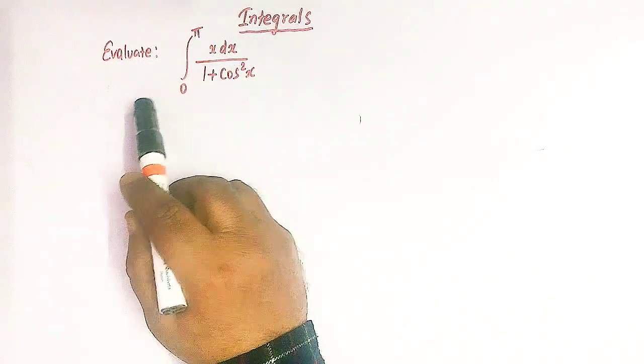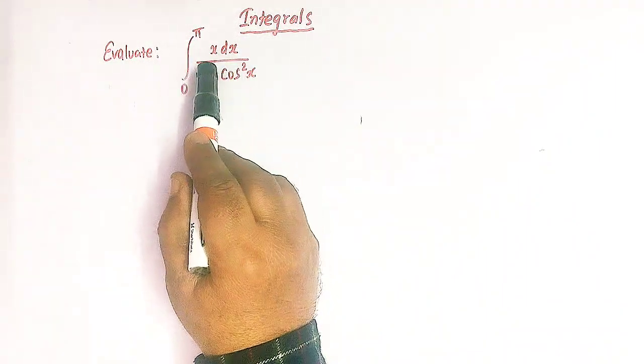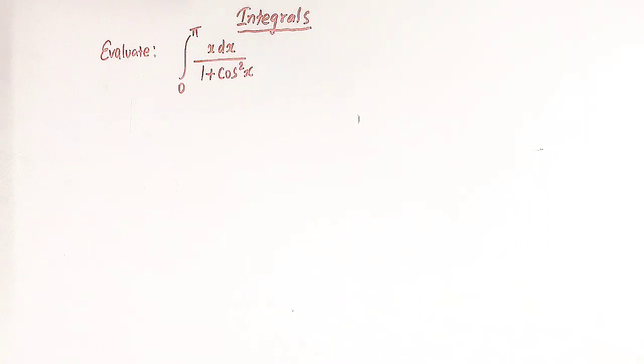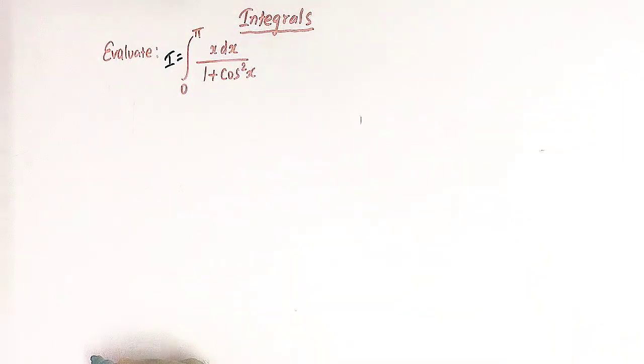So here we have to evaluate this integral from 0 to pi, and the integrand is x divided by 1 plus cosine square x. So let us take this integral as I, right?